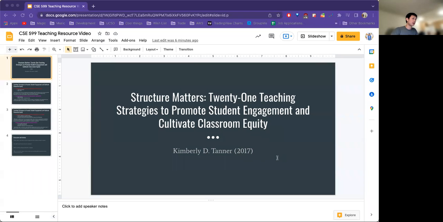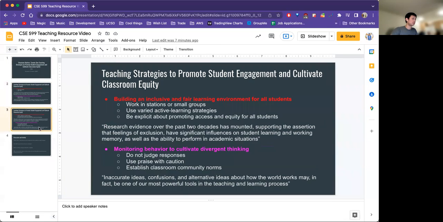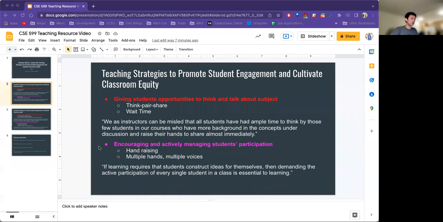In this paper, Kimberly talks about the 4 main categories of teaching strategies that can promote student engagement and cultivate classroom equity. Here are the main strategies. Giving students opportunities to think and talk about the subject, encouraging and actively managing students' participation, building an inclusive and fair learning environment for all students, and monitoring behavior to cultivate divergent thinking. And we'll get into more details of these 4 strategies.